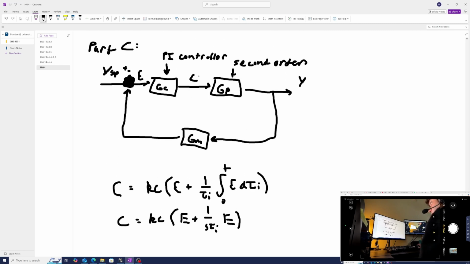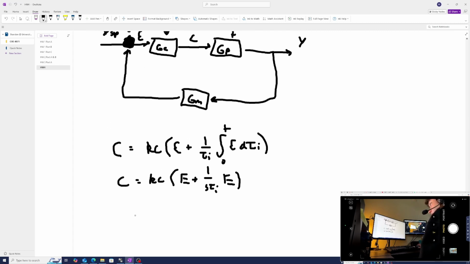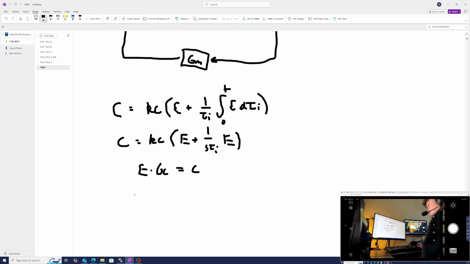And it's important to note that our control output is equal to our error, so our big E times our GC, is equal to our C. So our GC would be this divided by E, giving us our GC will be Kc plus Kc over S tau I.